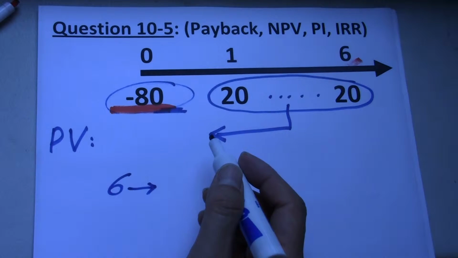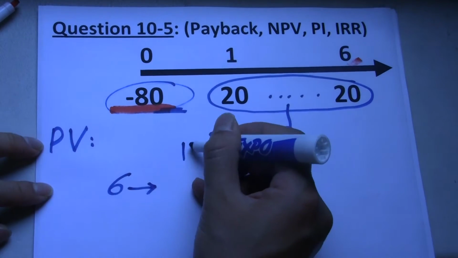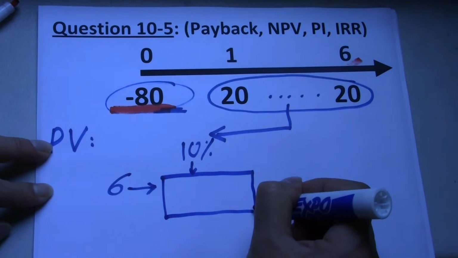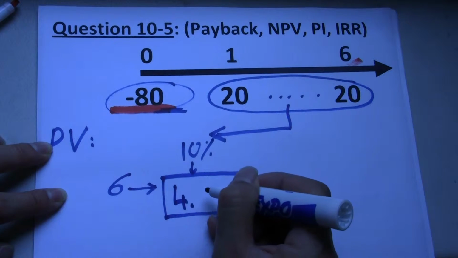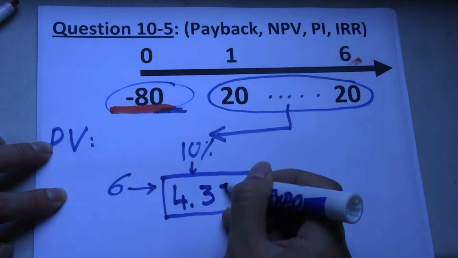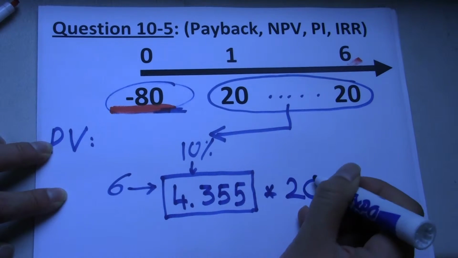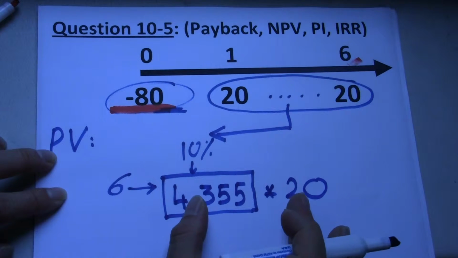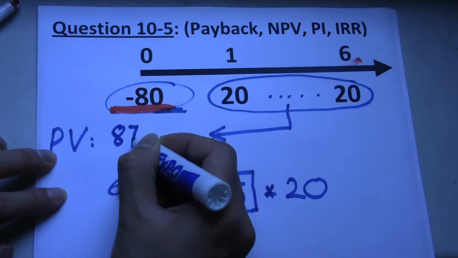and the column, how many percent? 10%. Okay, 10%. Now, what is the number in that cell? It is 4.355, and then you multiply by 20, right? So the PV, the product, equals 87.1.